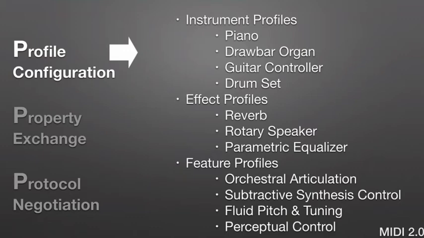So here's some profiles that we're currently considering. We're considering some instrument profiles like piano, a guitar controller, a drum set. We're considering effect profiles, reverb, rotary speaker, parametric EQ. And we're talking about feature profiles. And one of the ones that I'd really like people on this webinar to start thinking about is orchestral articulation.